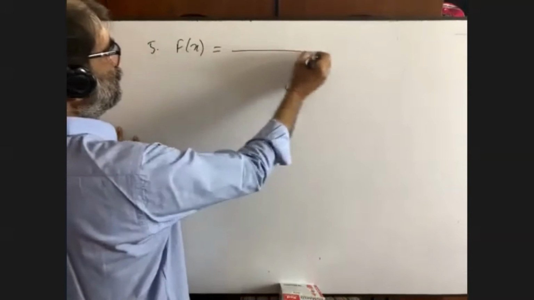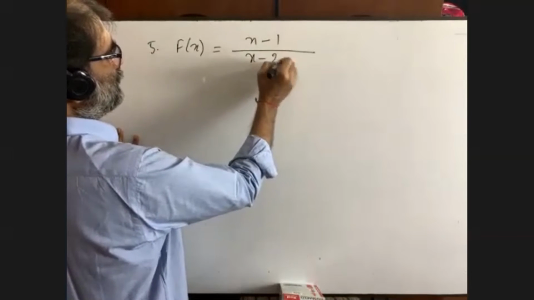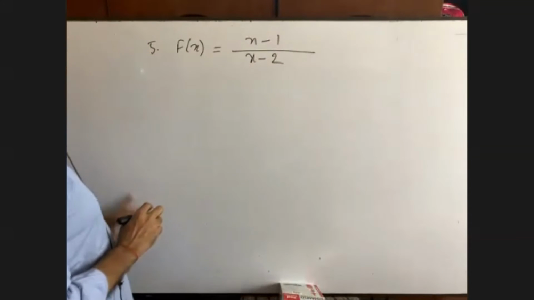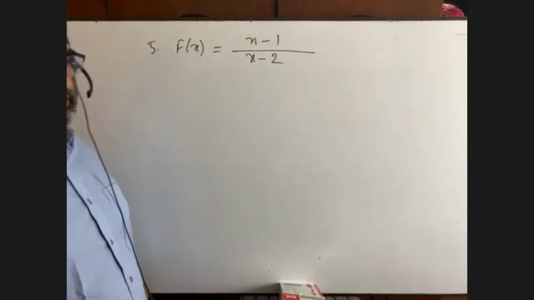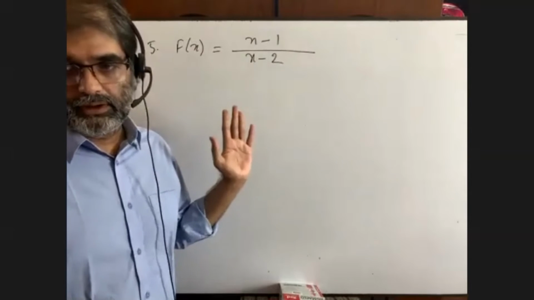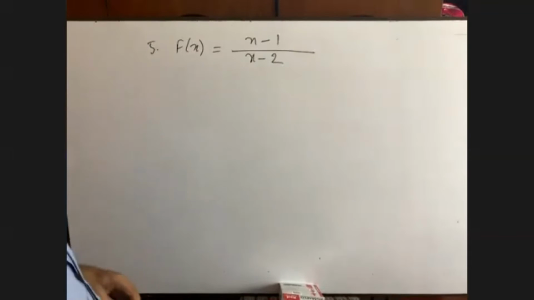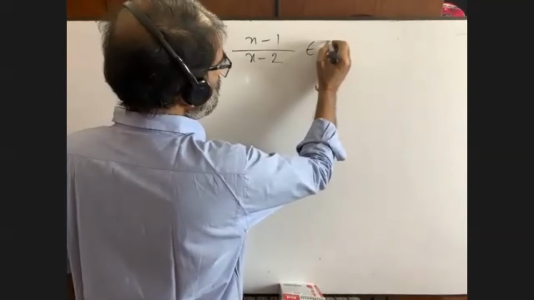Now, another math number 5. f(x) equals (x minus 1) by (x minus 2). You have to determine whether the given function is a one-one function or not. So what will you do? You have to write down x belongs to R.